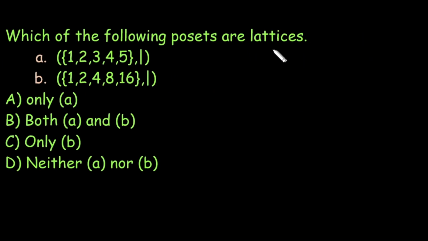Let's take one more example. Which of the following posets are lattices? We need to identify which one is the lattice. First, we will construct the Hasse diagram. In this case, we have the divides relation again. Does 1 divide 2? Yes, so its level is 1 above this. Does 2 divide 3? No. Does 1 divide 3? Yes. Does 3 divide 4? No. Does 2 divide 4? Yes. So the level of 4 is 1 above 2. Does 4 divide 5? No. 2 divides 5? No. 3 divides 5? No. Does 1 divide 5? Yes. So its level is 1 above this one.